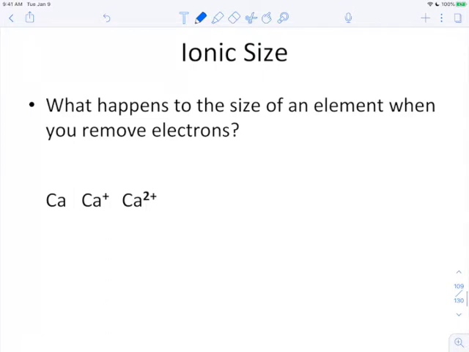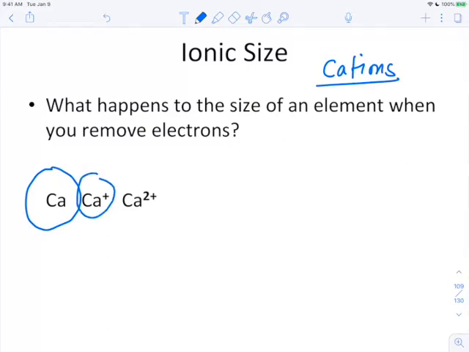All right, so next up we're going to talk about cations. It says, what happens to the size of an element when you remove electrons? So again, these are our cations. And here what we're going to see is it's going to get smaller. So here I'll start with calcium being big, calcium 1 plus being a little smaller, and calcium 2 plus being even smaller than that. And I'm just trying to draw relative here. I'm not using actual sizes.